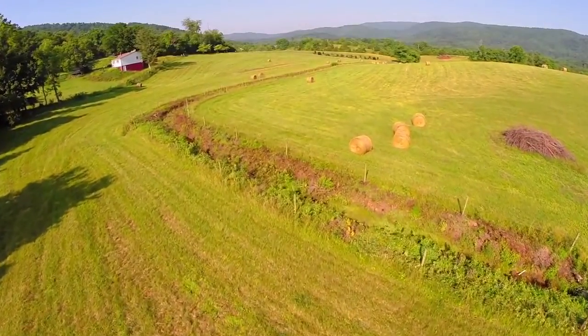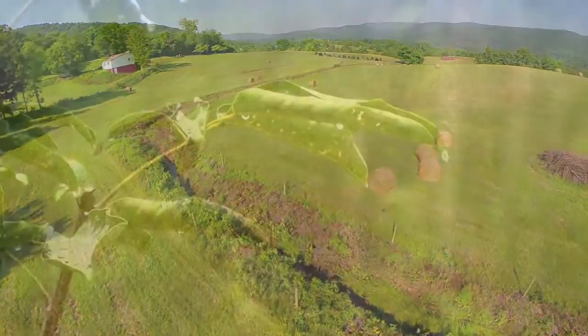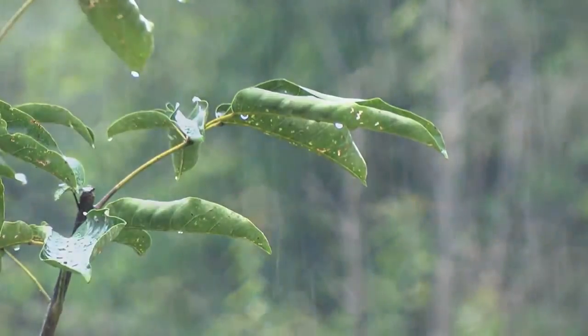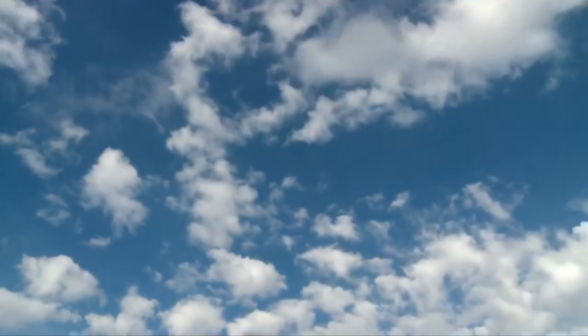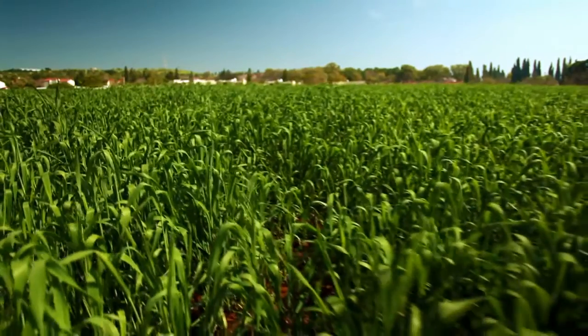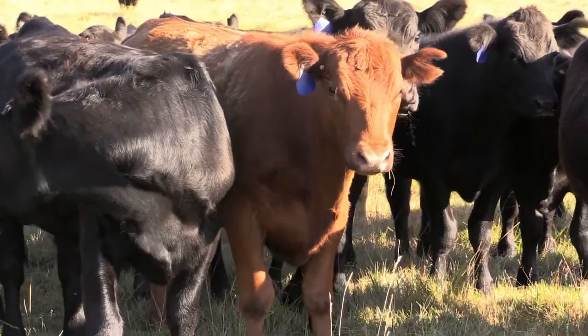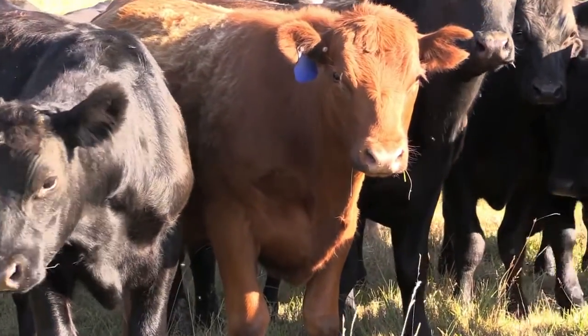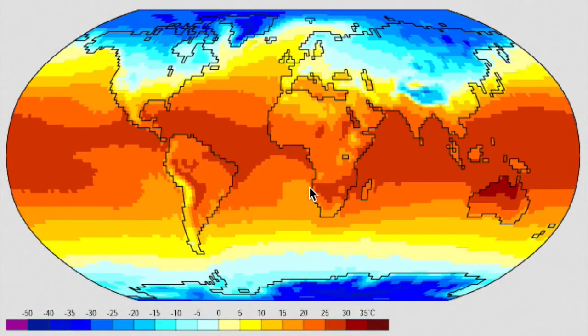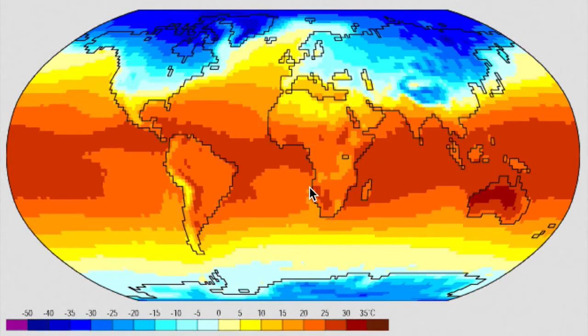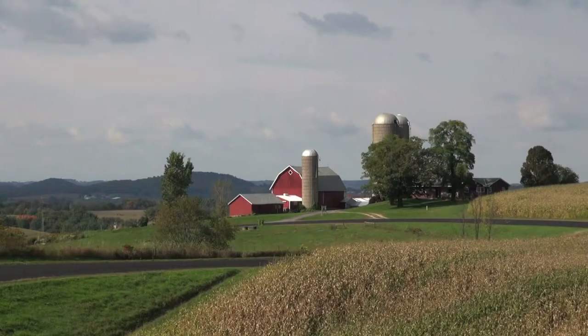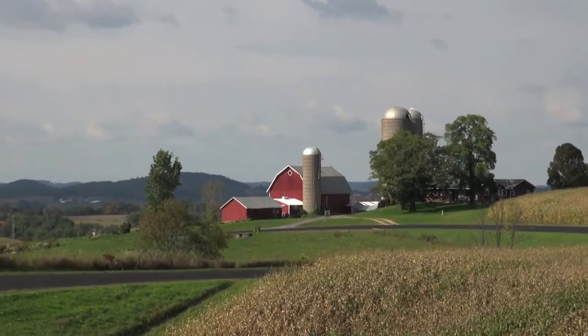Agricultural production is at the mercy of weather and climate. Adequate rainfall and ideal temperatures result in good crop production, productive pastures, and healthy animals. But when precipitation patterns or temperatures fall out of the normal range, both crops and livestock are impacted.